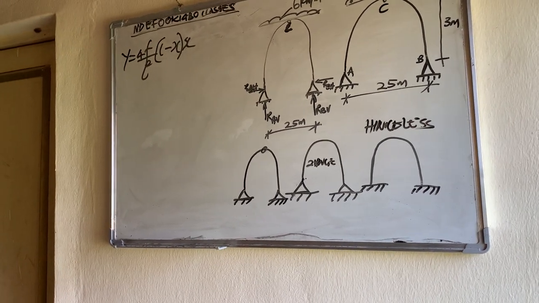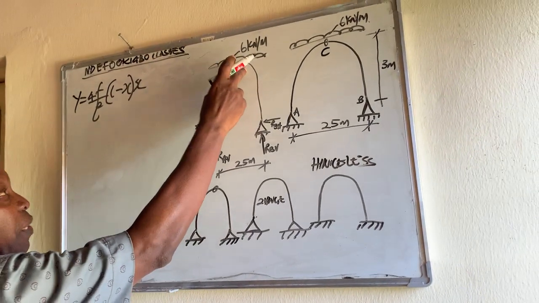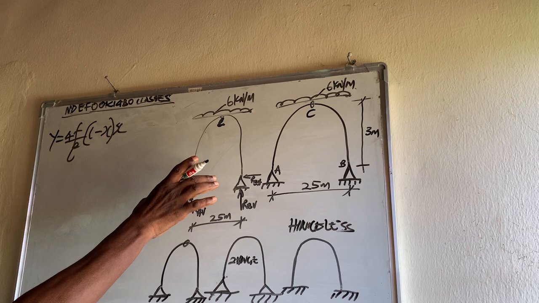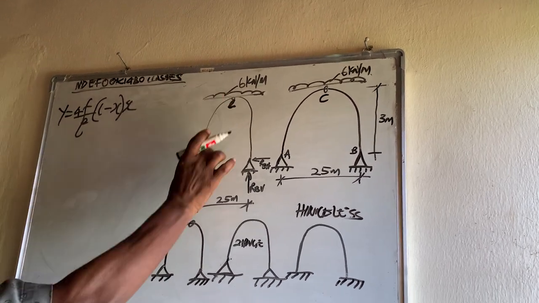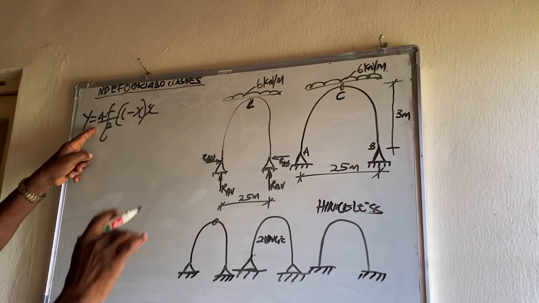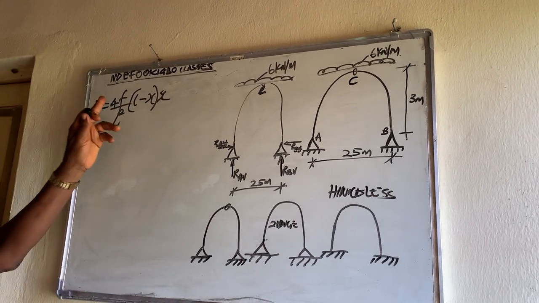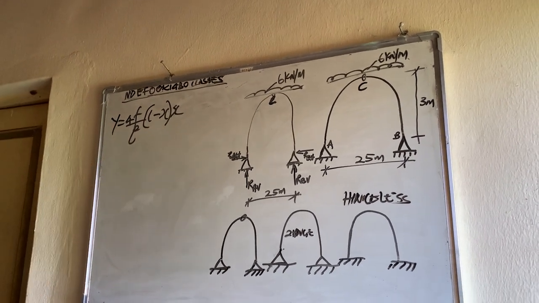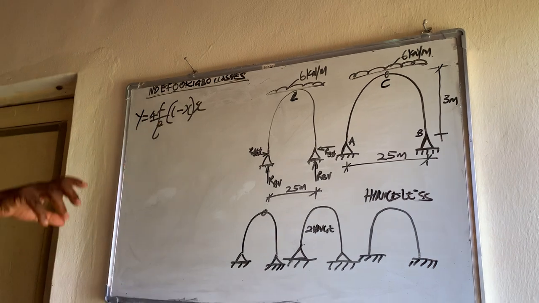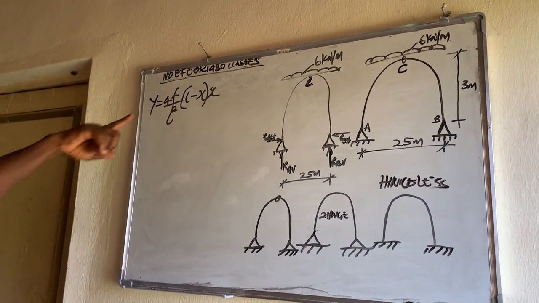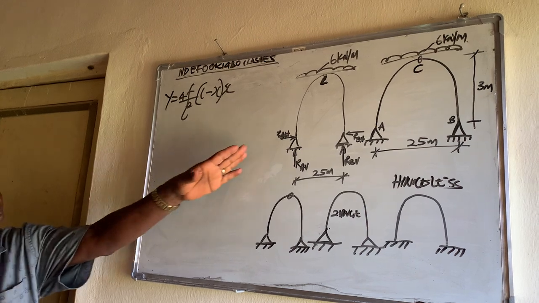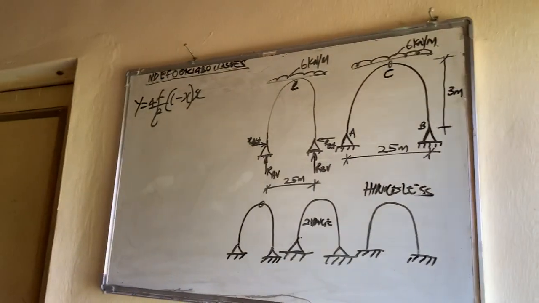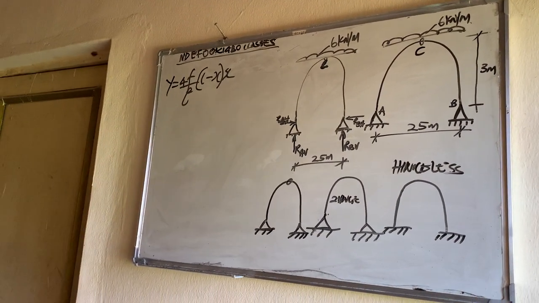We're going to use it to get the value of the rise at any particular point, because this is a parabolic graph which gives us the value of y at different lengths. If you remember the equation of a parabola, it is 4 times the rise over the square of the span, times the length minus the point in question, times that point. That's what we use to get the various locations up on the arc as we are calculating bending moment.